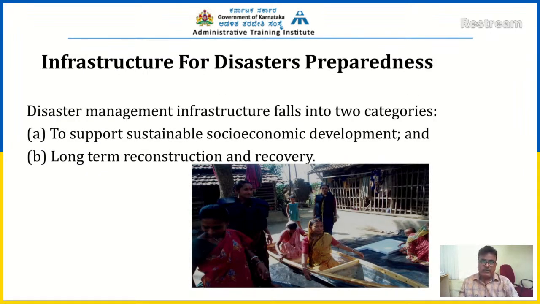So infrastructure for disaster preparedness is very important. How is it important? It forms two important categories actually: socio-economic development and long-term recovery and reconstruction. So this is more important actually. Why is it so important? Because the amount of money or resources required for long-term recovery from the disaster is very important.